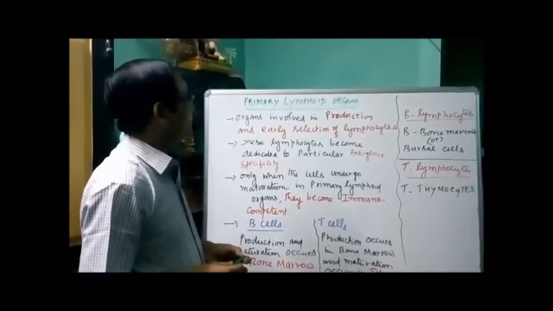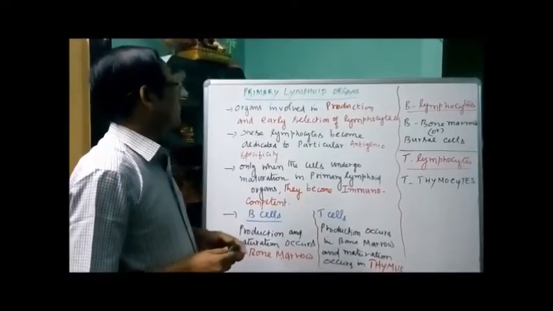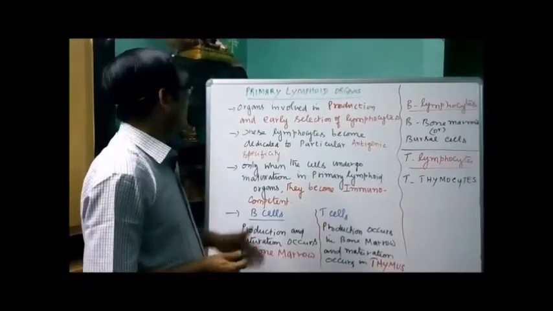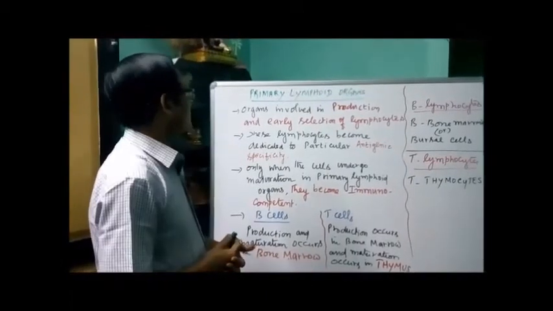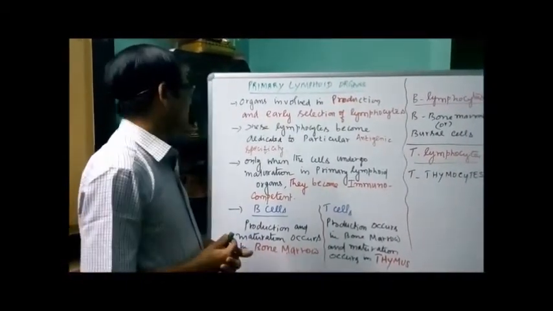Now, what are primary lymphoid organs? Those lymphoid organs which are involved in production, maturation, and early selection of lymphocytes. These organs are called primary lymphoid organs or central lymphoid organs.